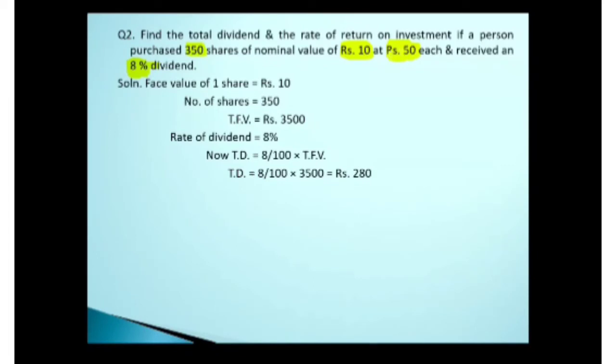So you can just see at the top the market price, and that is given to be rupees 50. So I just substitute that value over here, and I get the market price of one share to be rupees 50. After that, we will calculate the total investment.